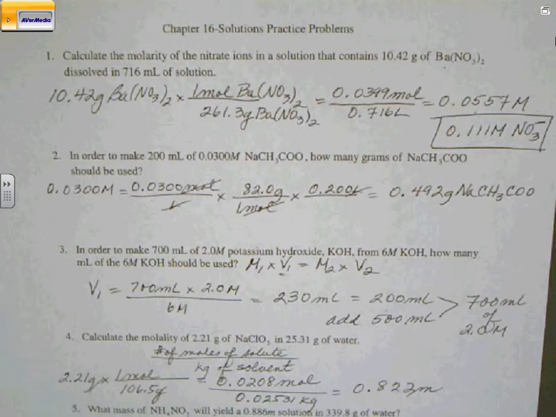We will add 500 milliliters of water to dilute it, giving us 700 milliliters of a 2.0 molarity.